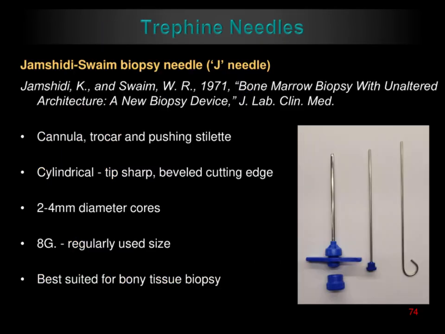The standard bone biopsy needle is called the Jamshedi Swain biopsy needle, also called the J needle. It has a cannula, trocar and a pushing stylet. It has a cylindrical needle with a sharp tip which is beveled with a cutting edge. It takes a core of 2 to 4 millimeter diameter. The 8 gauge is the regularly used size. In pediatric patients you may use an 11 gauge needle. It is best suited for bone tissue biopsy.